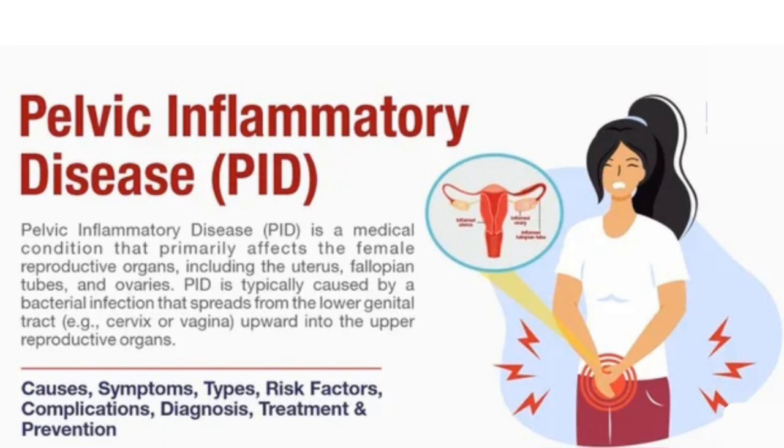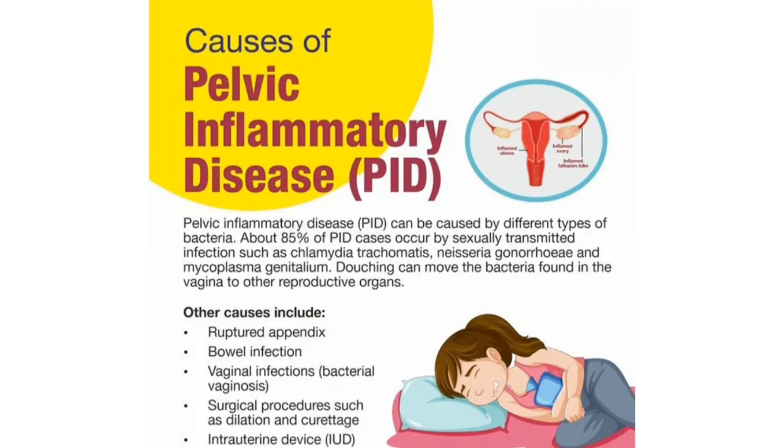So let's understand what causes pelvic inflammatory disease. PID is caused by bacterial infection, and the bacteria that cause it include chlamydia and gonorrhea. These two are very significant causes of pelvic inflammatory disease, and both are sexually transmitted infections. Other bacteria can also cause PID, namely the ones that cause urinary tract infections, like E. coli among others.